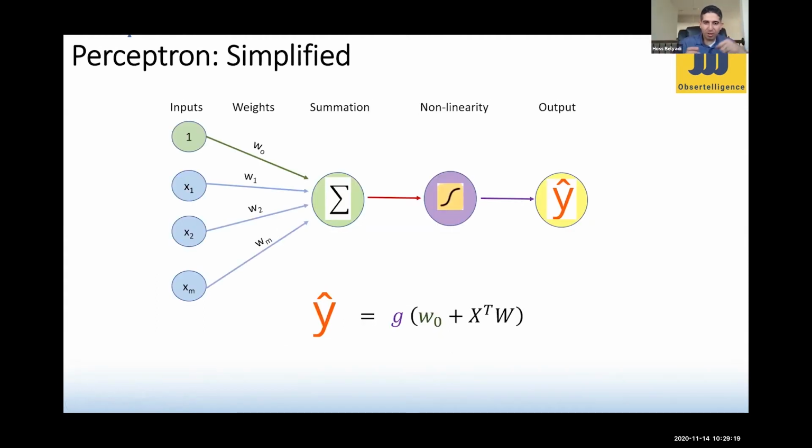Now just remember that, by the way, a neural network is also referred to as an MLP, multi-layered perceptron, and a neuron is simply a perceptron. So don't get confused with the terminologies here. As we said, to simplify this whole thing, you have your inputs, you multiply them by the weights, you sum it up, you add a bias term, you apply a nonlinearity, and you get your output. This simplified version is the fundamental building block of a neural network.